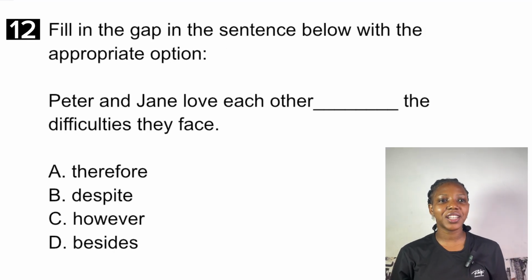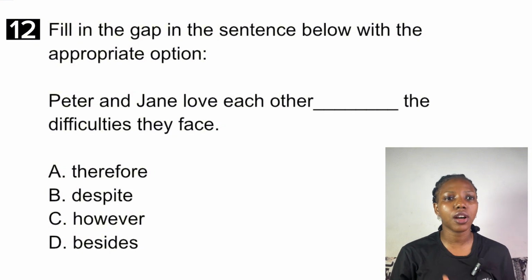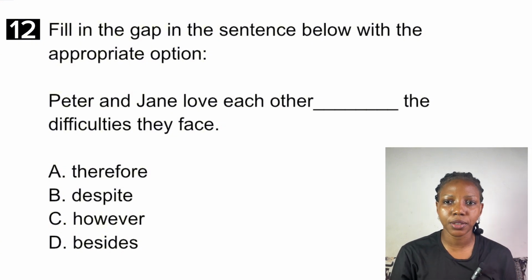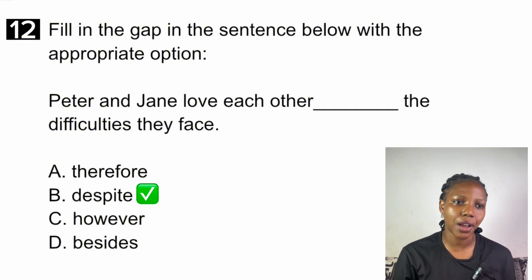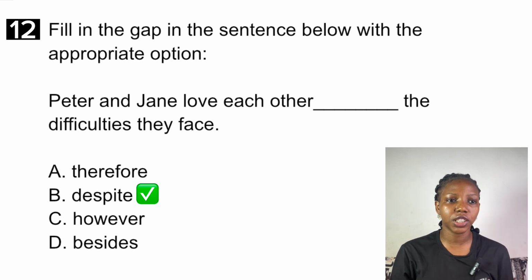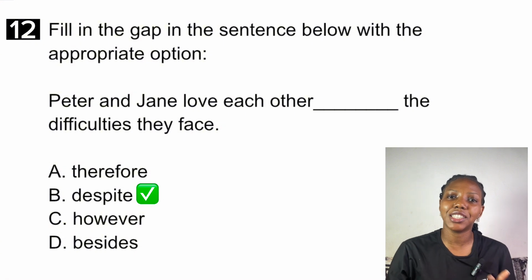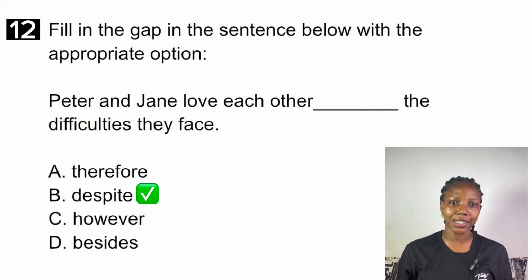Question 12. Fill in the gap in the sentence below with the appropriate option. Peter and Jane love each other, dash the difficulties they face. The answer to this question is option B, despite. Despite is used to show contrast between two different situations or ideas. Now, option A, therefore, is used in a logical sequence. Option C, however, is also used to show contrast, but it does not indicate the enduring love despite difficulties. Option D, besides, is used in addition to. Okay, so the best answer to this question is option B, despite.